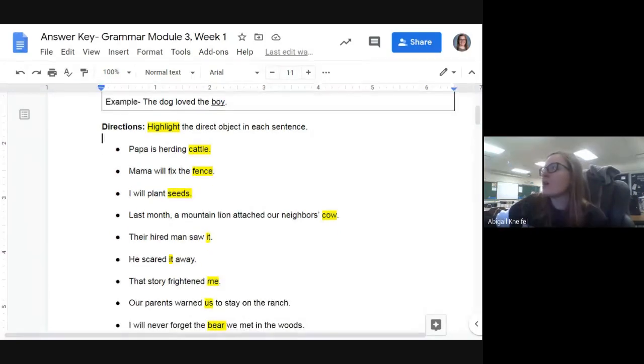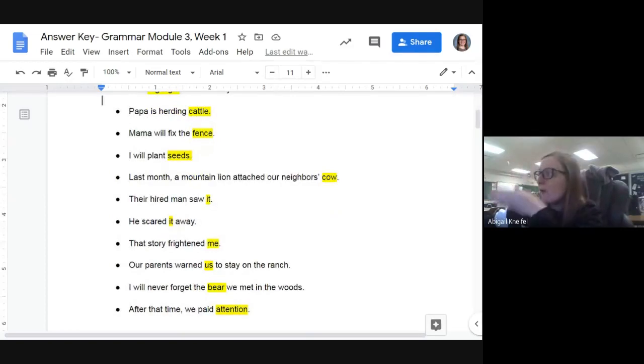So here, it was to highlight the direct object. So Papa is herding cattle. What's being herded? Cattle. Mama will fix the fence. What will be fixed? The fence. I will plant seeds. What's going to be planted? Seeds. Last month, a mountain lion attacked our neighbor's cow. What was being attacked? The cow. Their hired man saw it. What was seen? It.